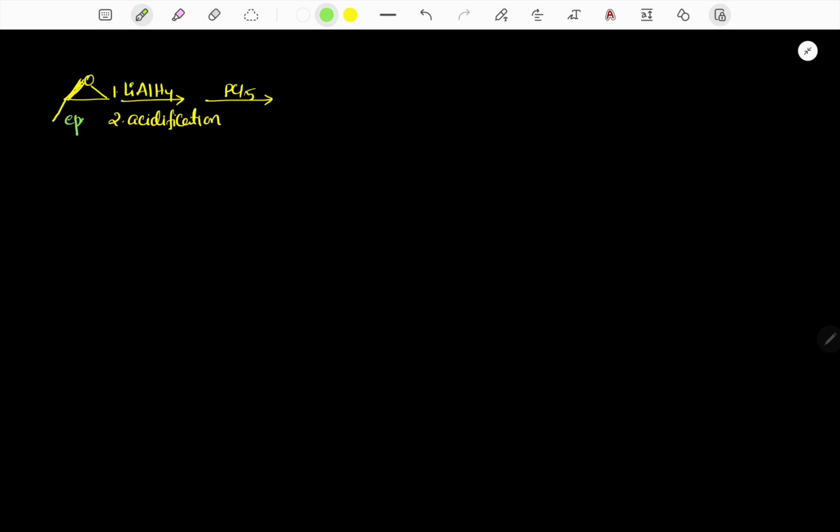The reactant is epoxide. To epoxide we are adding lithium aluminum hydride. H minus is a nucleophile, it is a hydride. When H minus attacks the epoxide, it follows an SN2 reaction. And for SN2 we know the general order: primary greater than secondary greater than tertiary. Therefore it is a secondary carbon, it is a primary carbon.